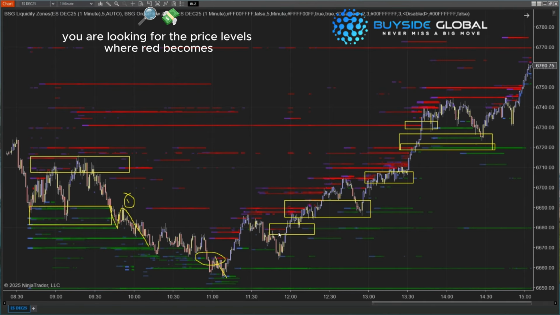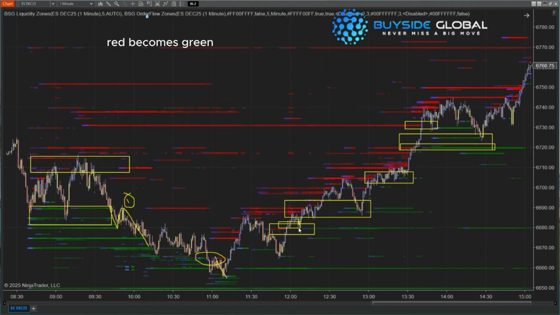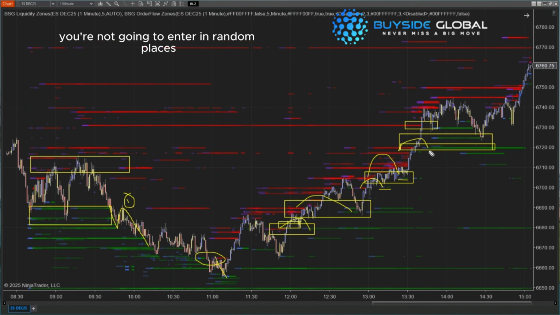Why? You are looking for the price levels where red becomes green, red becomes green, and again red becomes green. We are looking for all the places. Then you can still enter the trend at a perfect location. You're not going to enter in random places. Only the liquidity-based trading system is going to give you perfect entries, even if you miss the initial one.